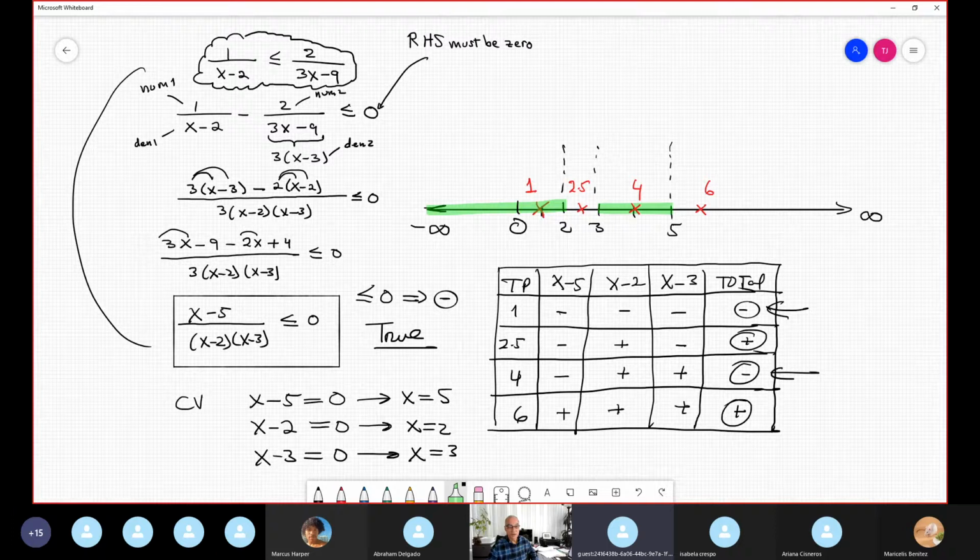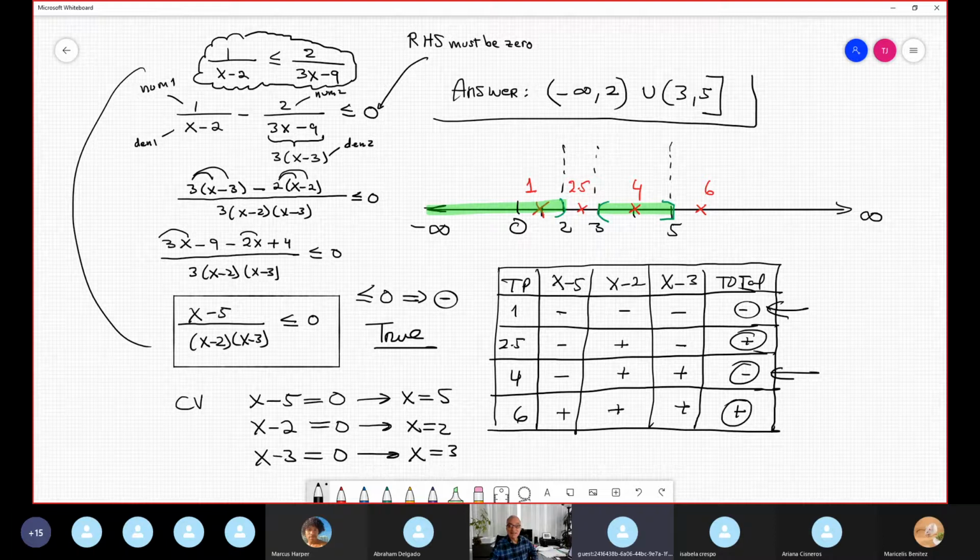Okay, include the endpoint? Yes, include the endpoint, but what endpoint? The 5, only 5. 5 is the zero of the numerator, it is 0. Zero of the denominator is illegal. Therefore, you consider a bracket here, parenthesis, parenthesis. My final answer then is negative infinity, comma 2, union, parenthesis 3, 5, and it's a bracket. This is my fantastic final answer.